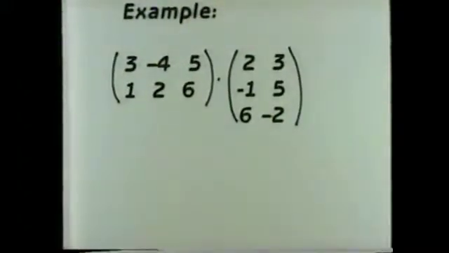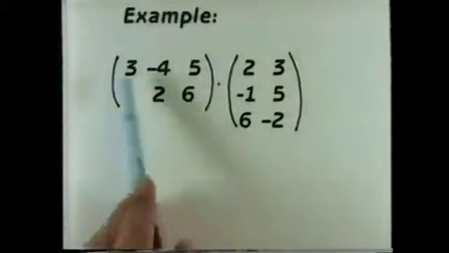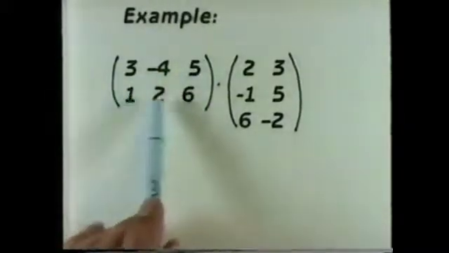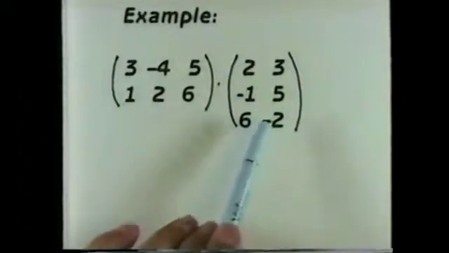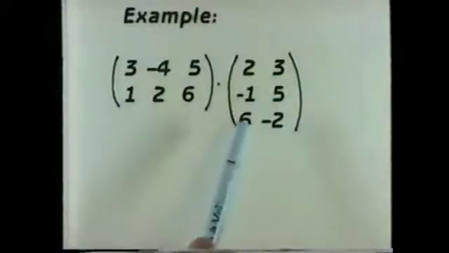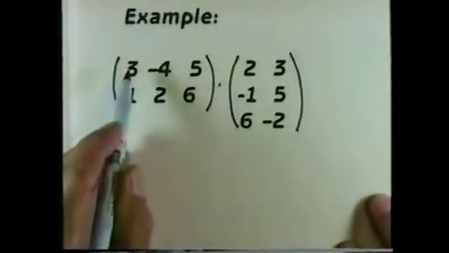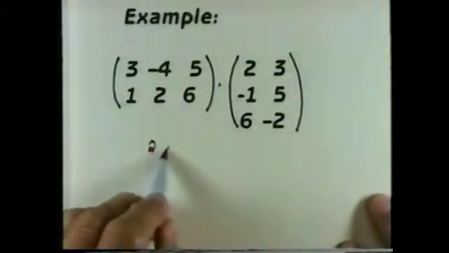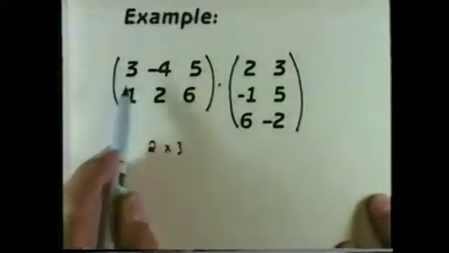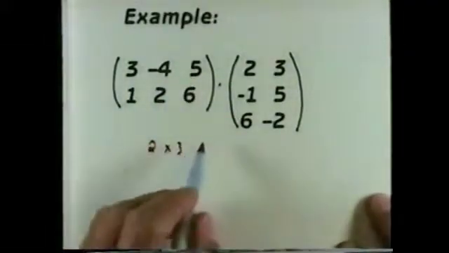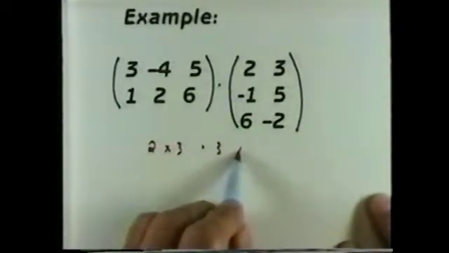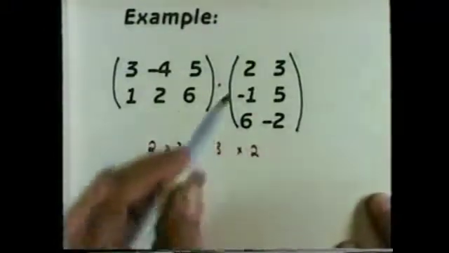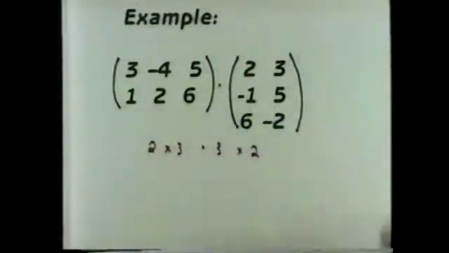For example, let's multiply the matrix with rows 3, negative 4, 5 and 1, 2, 6 by the matrix 2, negative 1, 6, 3, 5, negative 2, or if I read the rows, 2, 3, negative 1, 5, 6, negative 2. First of all, let's verify that we can do it. We have a 2 by 3 matrix, 2 rows, 3 columns. And I'm multiplying that by a 3 by 2 matrix, 3 rows, 2 columns.